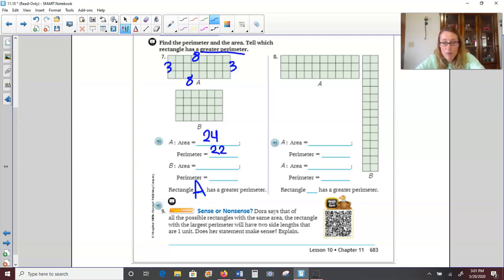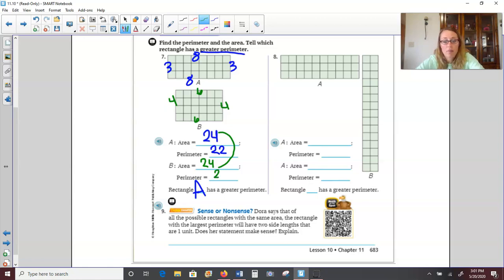And then for rectangle B, the side lengths are 4 units each. Top and bottom are 6 units each. So for the area, 6 times 4 is 24. So we see that the areas match up. And then the perimeter would be adding all the sides. So 6 plus 4 is 10. 6 plus 4 is another 10.